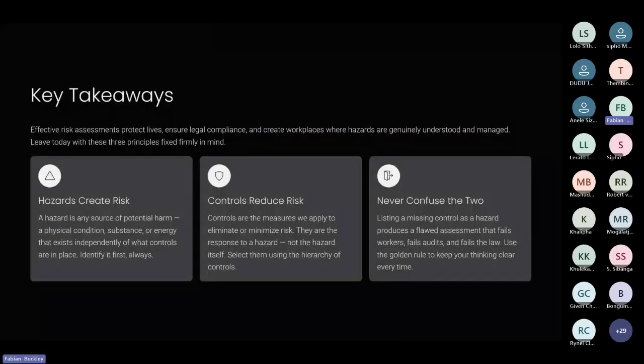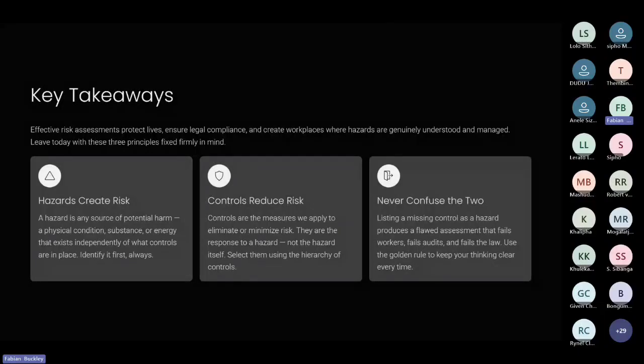Okay, so key takeaways from this morning session as we jump into the AI part of the training now: effective risk assessment protects lives, ensures legal compliance, and creates workplaces where hazards are genuinely understood and managed. Leave today with these three principles fixed firmly in your mind. Hazards create risks. A hazard is any source of potential harm, a physical condition, substance, or energy that exists independently of what controls are in place.